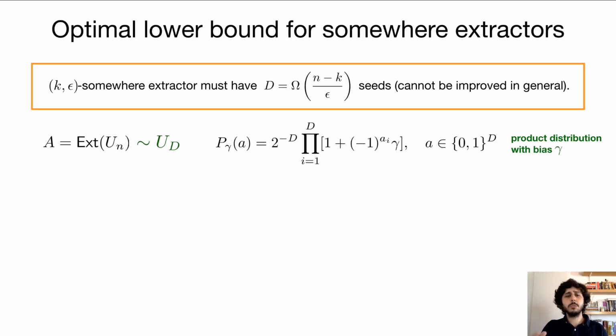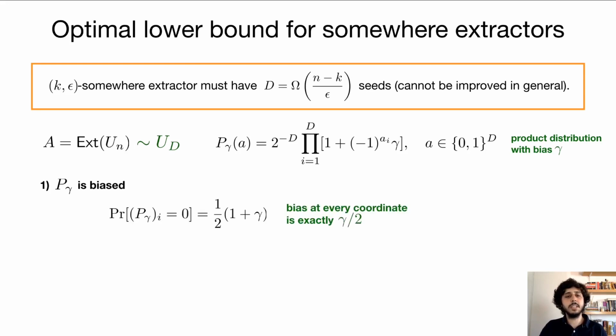So what must we show? Well, first we must show that P gamma is biased enough. And this basically comes from the fact that every coordinate of P gamma is sufficiently biased. This is very easy to see because P gamma is just a product distribution, so the probability that any one of its entries equals 0 is always 1/2 times 1 plus gamma. And so the bias at every coordinate of P gamma is always exactly gamma over 2. So if we can show that P gamma is the output distribution of some k-source for a decent value of gamma, then we obtain a lower bound on the error epsilon of the extractor of gamma over 2.